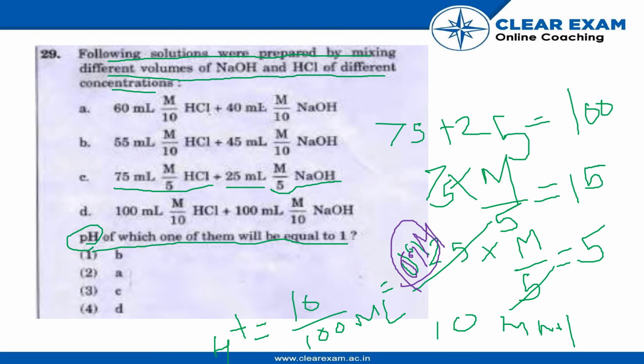Similarly, the pH, we already know, is given by minus log of H+. So the H+ molarity is 0.1. So hence our pH equals 1.